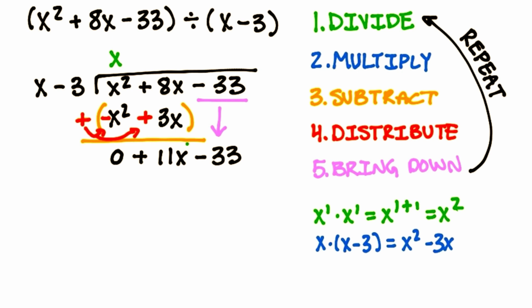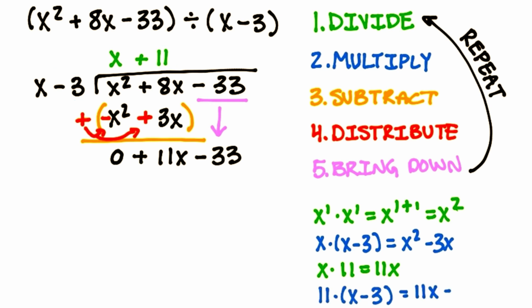First, we'll divide, and we'll ask ourselves, how many times does x divide into 11x? We can figure this out by taking x and asking ourselves, x times what equals 11x? Well, it's actually 11. And then we can take the 11 and put it up on the top. Then we'll multiply 11 times x minus 3. 11 times x minus 3 is equal to 11x minus 33.